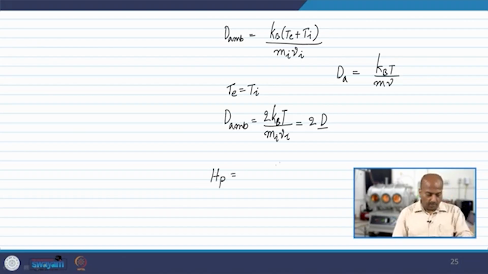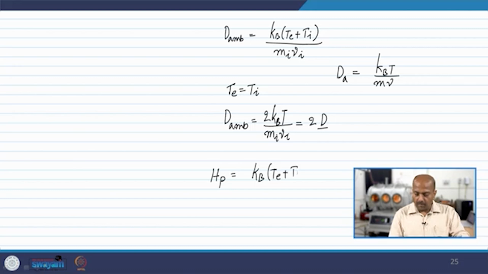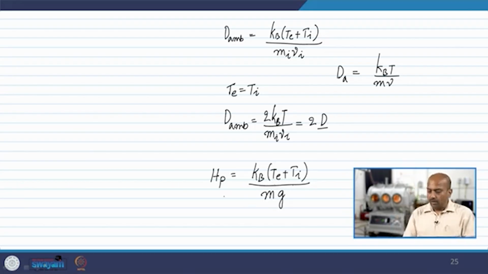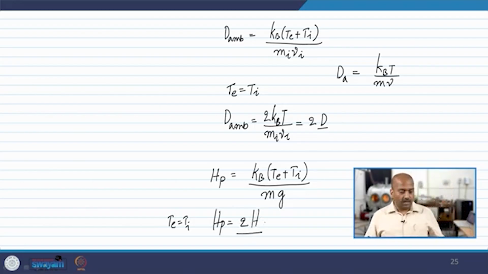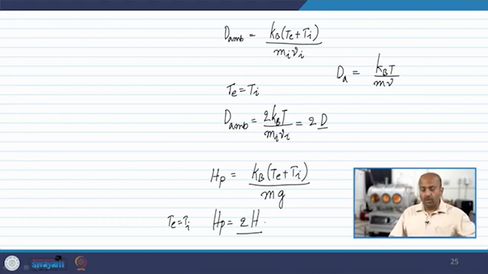Hp, the plasma scale height, as kB times (Te plus Ti) by mg. For electron temperature equal to the ion temperature, you can write the plasma scale height to be twice the scale height of an identical gas which has the same molecules or atoms, but in the neutral state, right. So, one very important thing is that ambipolar diffusion is peculiar to plasma.